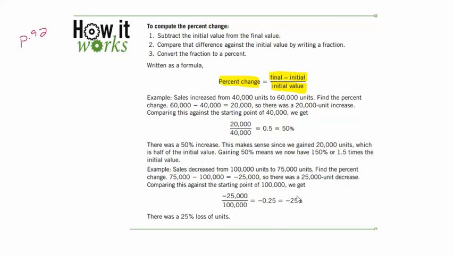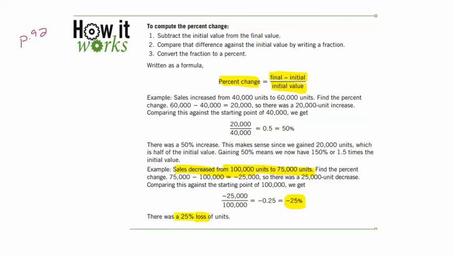Now here they are using the negatives to show a decrease. So what they're doing when they do the subtraction, if the sales decreased from 100,000 to 75,000, they're subtracting the 75,000 from the 100,000 to say the change here is 25,000, but to show it was a loss of 25,000 in sales, they're doing a negative. And then notice here, they're writing this as a negative percent, but over here they're not writing the negative, but they're using the word loss.